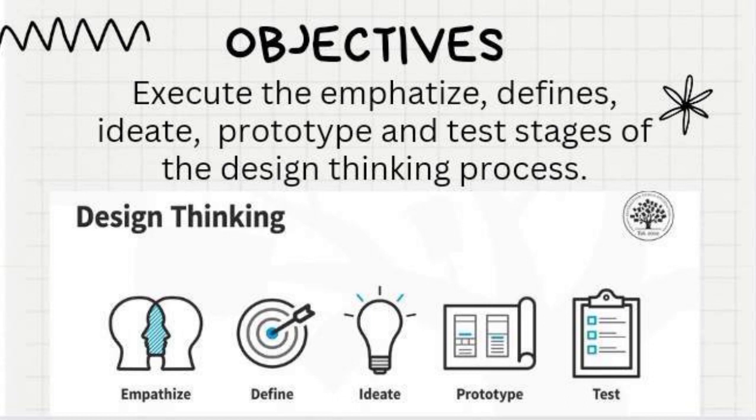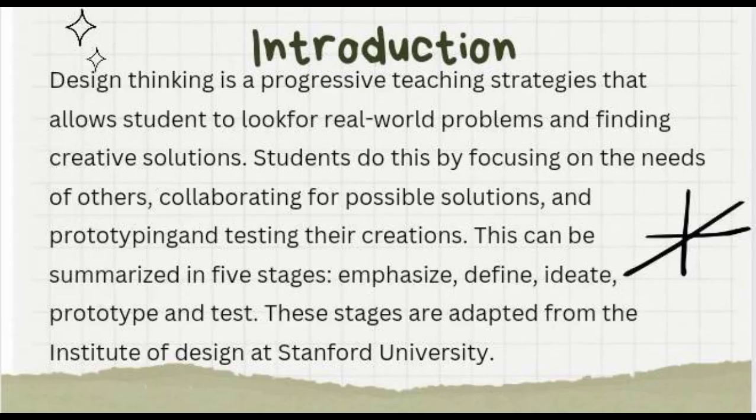Objectives: execute the empathize, define, ideate, prototype, and test stages of the design thinking process. Design thinking is a progressive teaching strategy that allows students to look for real-world problems and find creative solutions. Students do this by focusing on the needs of others, collaborating on possible solutions, and prototyping and testing their creations. This can be summarized in 5 stages: empathize, define, ideate, prototype, and test.